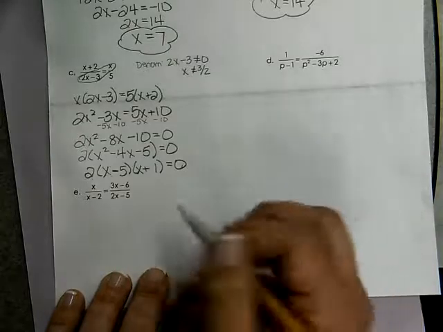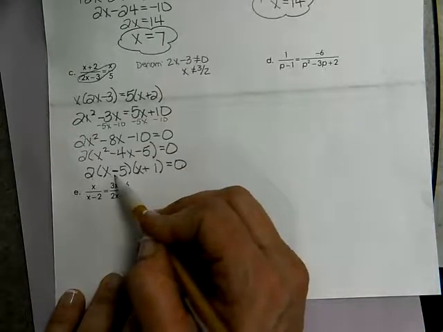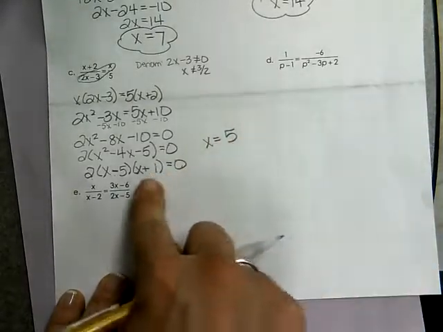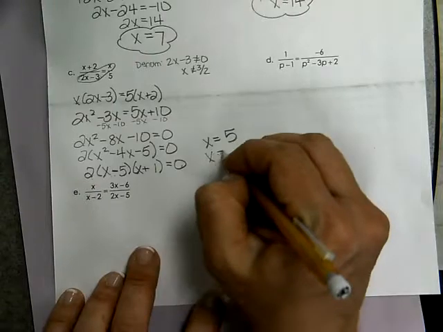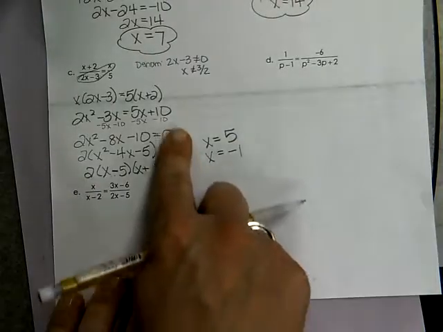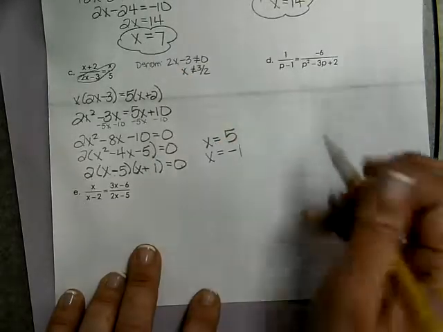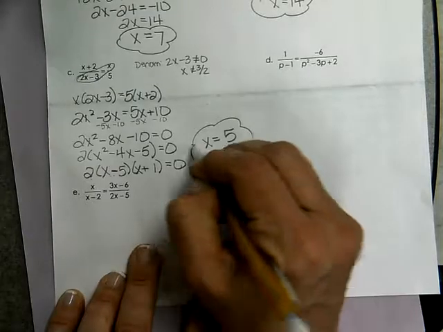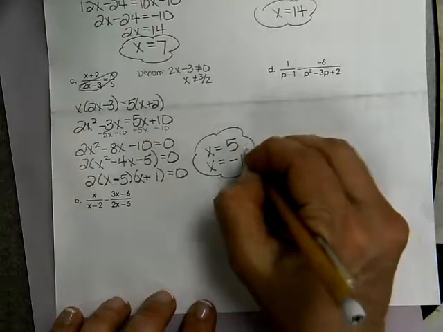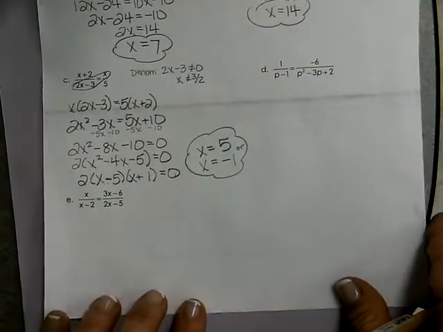Now, I would set each factor equal to 0. The 2 doesn't have an x, so we don't worry about it. So this gives us a potential solution of x equals 5. And this gives us a potential solution of x equals negative 1. We double check. Notice the only illegal value was 1.5. So that means that this has 2 solutions, 5 or negative 1. You don't have to write the or, but I feel like I should since this is videoing.